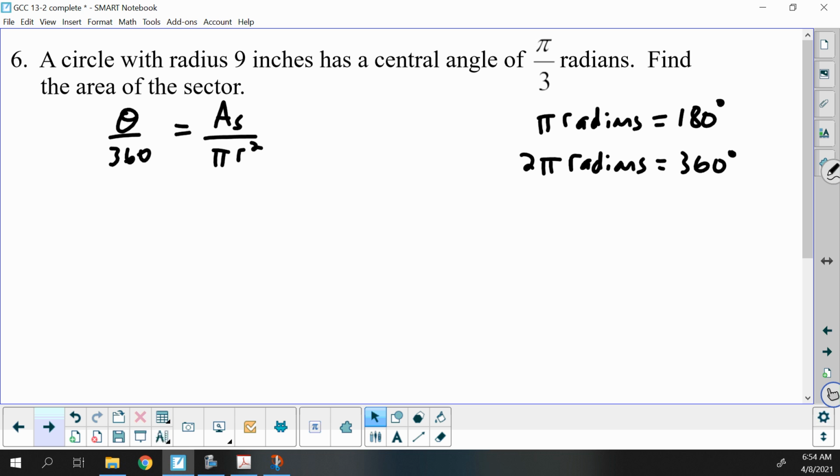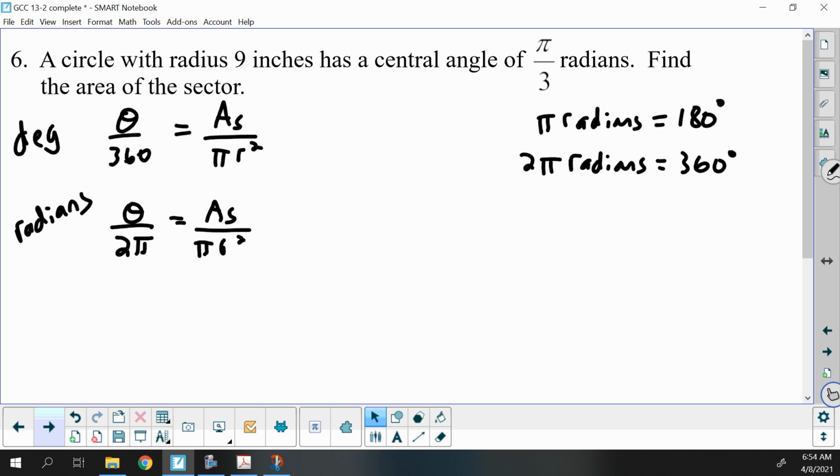And that's something that's going to come up a lot in Algebra 2. Pi radians is the same as 180 degrees. 2 pi radians is the same as 360 degrees. So we're just going to change this now to theta over 2 pi equals the area of sector over pi r squared. So the top one we would use if our angle is in degrees. The bottom one we would use if our angle is in radians.